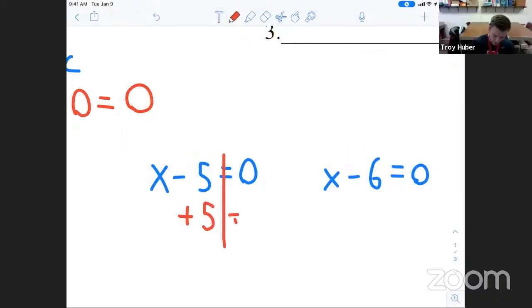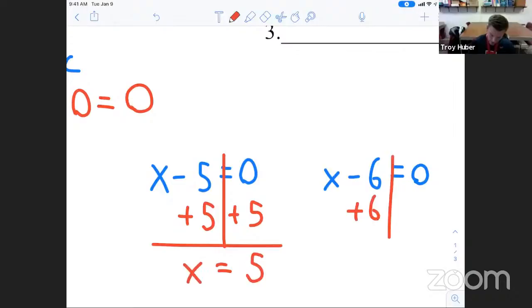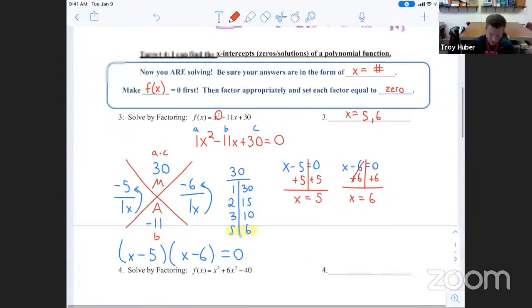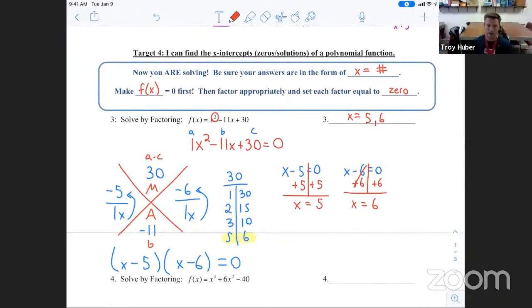Add 5 to both sides. X is equal to 5. Add 6 to both sides. X is equal to 6. All right, so for this one, I got my solutions. X is equal to 5 and 6. All right, so that would be how we would factor those ones there.